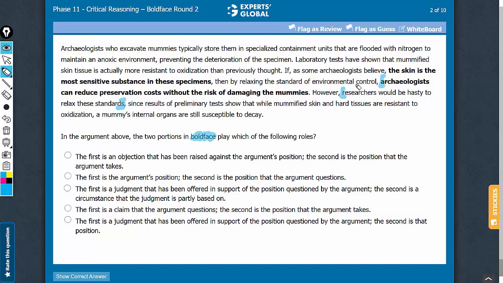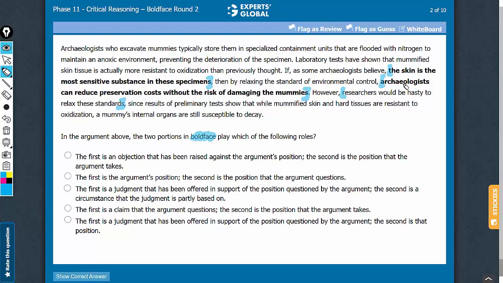See, the second boldface here is something that the conclusion of the argument is against. And the first boldface here is something that supports the second boldface. Step 3 is to have a broad expectation from the correct answer choice.